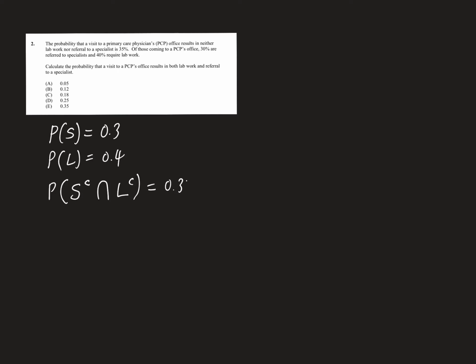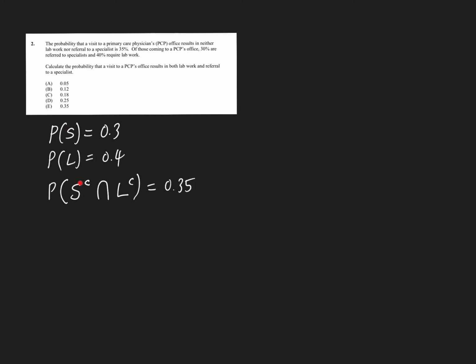So here I'm going to write down some information that I'm given. The probability of being referred to specialists is 0.3 or 30%, and the probability of requiring lab work is 40% or 0.4. And another piece of information is neither lab work nor referral to specialists. So the probability that it's neither specialist nor lab work is equal to 0.35.